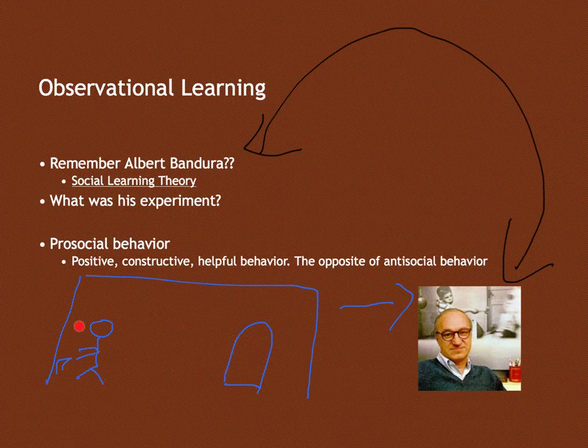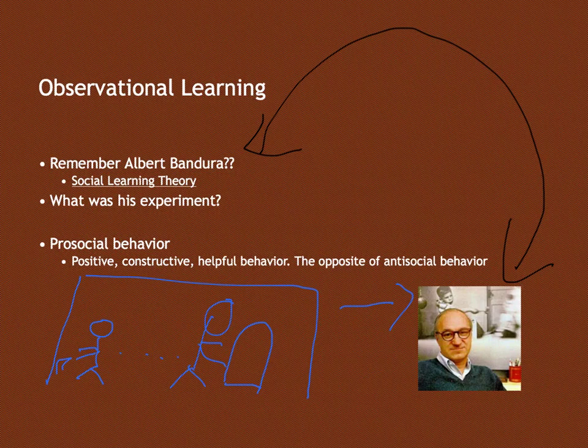The child would then observe that adult's behavior, and once the adult left the room, the child would make his way over to the Bobo doll and start punching and swearing and cursing at the Bobo doll just like the adult did. The child was modeling the behavior of the adult, and this is where we get the social learning theory.